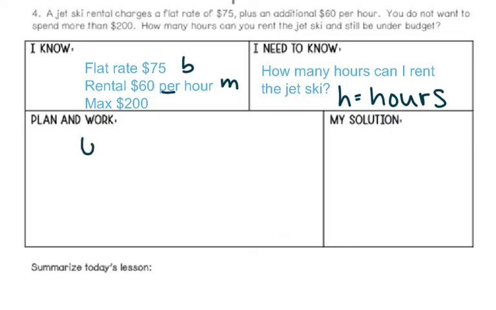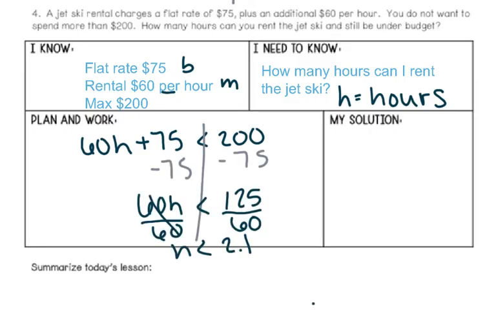I'm going to set up my inequality. I know that I'm going to multiply that amount of hours times 60 because I have to pay $60 per hour. But I also have to pay $75. And since I also need to pay it, I'm going to add that $75. But I don't want to spend more than $200. So all of that needs to be less than $200. I have my inequality set up, I can solve. After solving, I get h is less than 2.1.